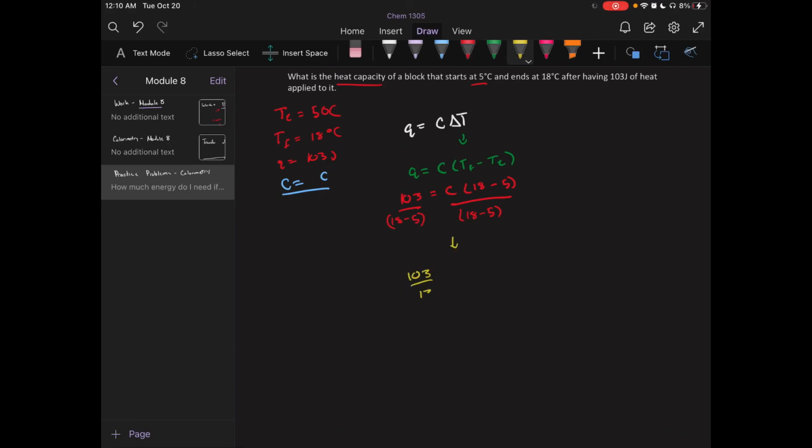103 divided by 13 is equal to C. 13 over 13, right? I just solved that one. 18 minus 5 is 13. So we are looking at C is equal to 7.92. And what are our units? Well, C is equal to 7.92 joules per degree Celsius. Right, and remember, heat capacity is not the same thing as specific heat capacity. Just remember that. These two are not the same.